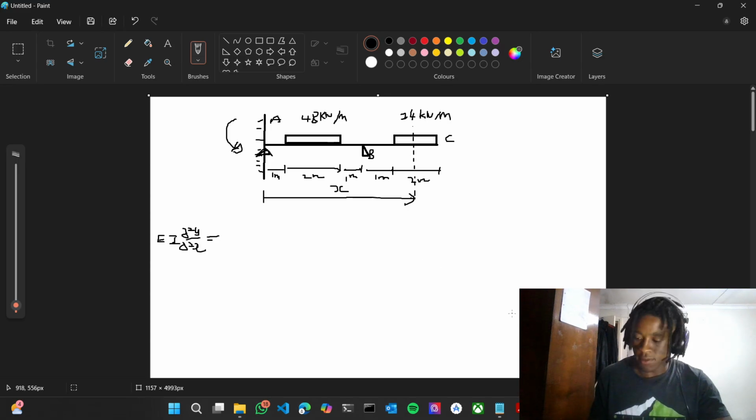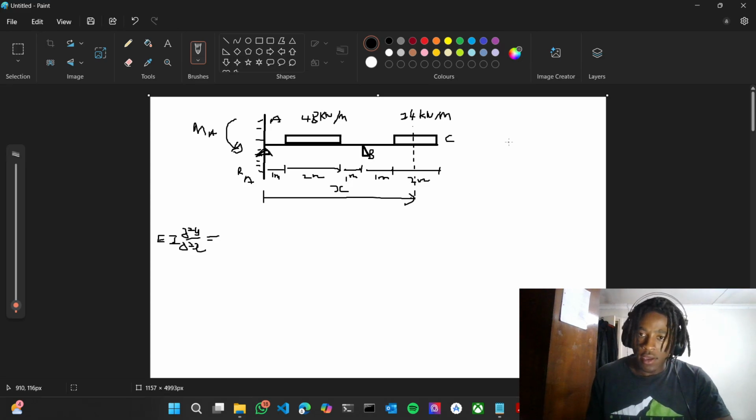So we've established that here we've got RA and we've also got MA. Now we assume that MA works in an anti-clockwise direction because we've got two UDLs here that will act in a clockwise direction.